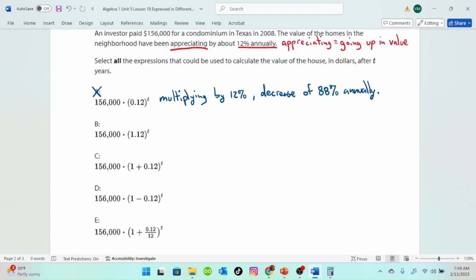Choice B. The $156,000 starting value times 1.12. This maintains the initial amount and adds 12% annually. That's what we're looking for, so B is correct.